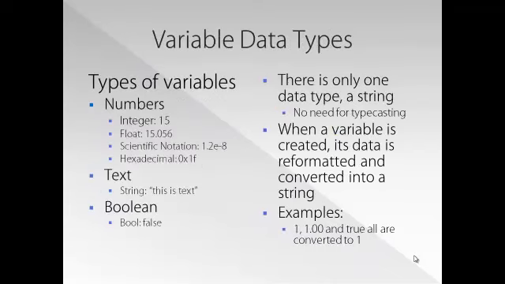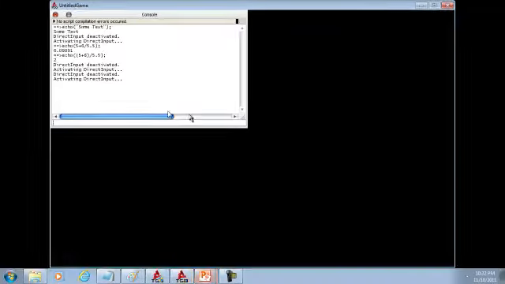The interesting thing about variables is that there's only one data type in TorqueScript. TorqueScript simulates integers, floats, strings, and booleans by converting them. I'm going to open the console and prove this to you.